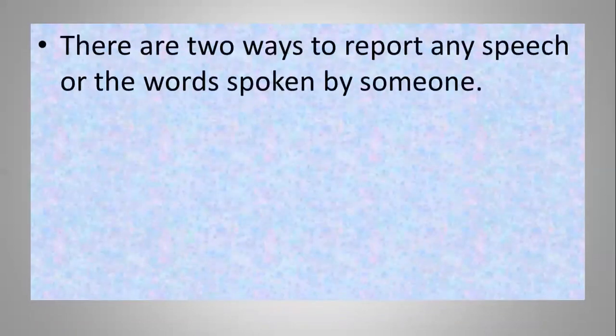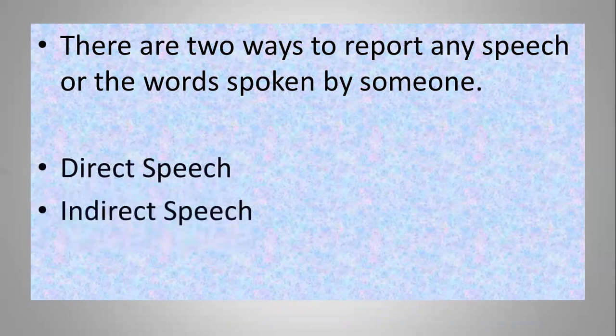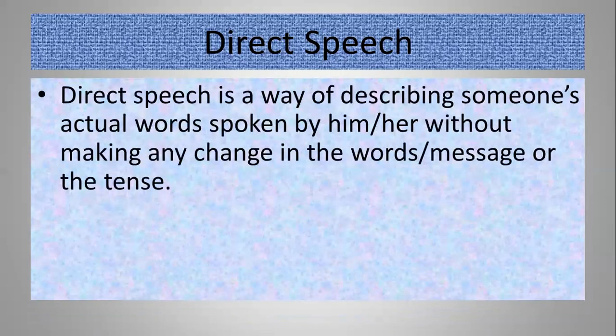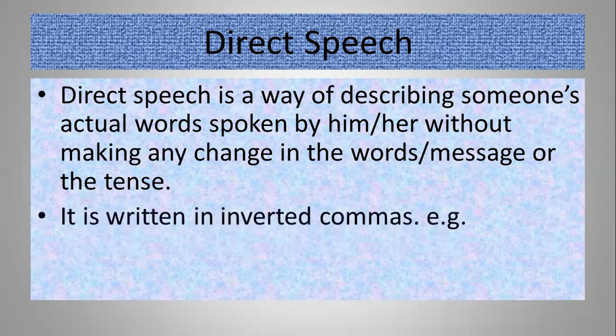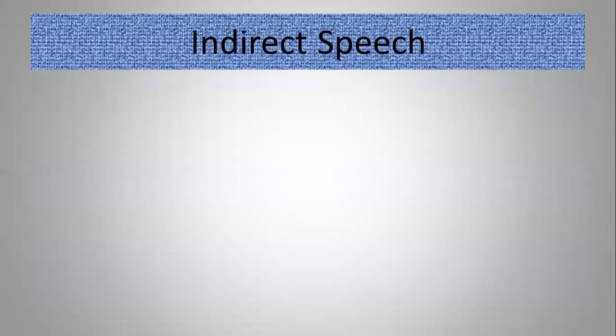Viewers, there are two ways to report any speech or the words spoken by someone: direct speech and indirect speech. Direct speech. Direct speech is a way of describing someone's actual words spoken by him or her without making any change in the words or message or the tense. It is written in inverted commas. For example, she said, "I'm going to my mother's home now."